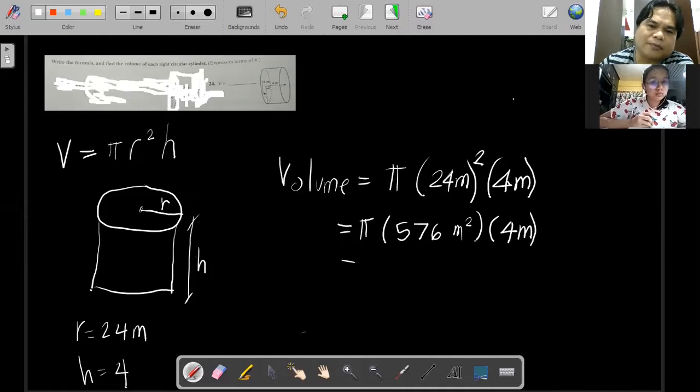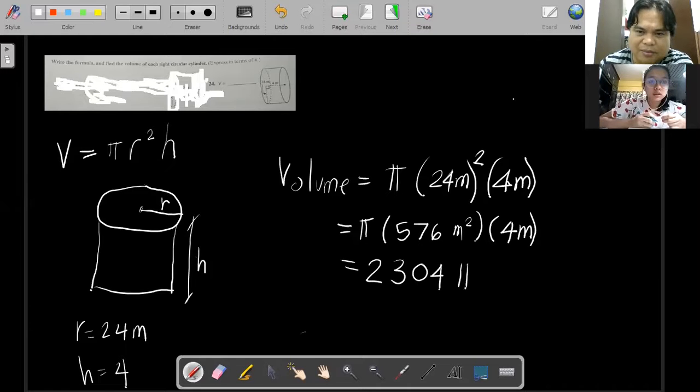And this time we are obliged to multiply 576 by 4. So try 576 by 4. What do you get? 2,304. How much? 2,304.